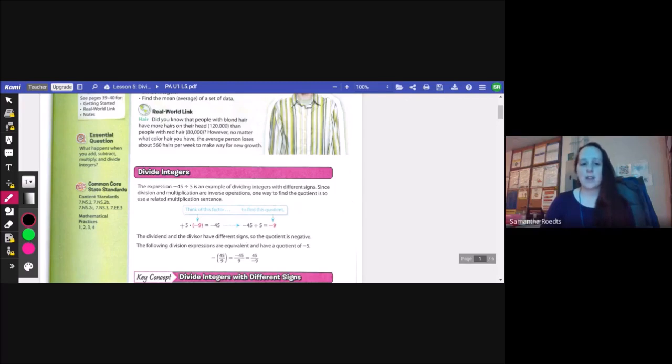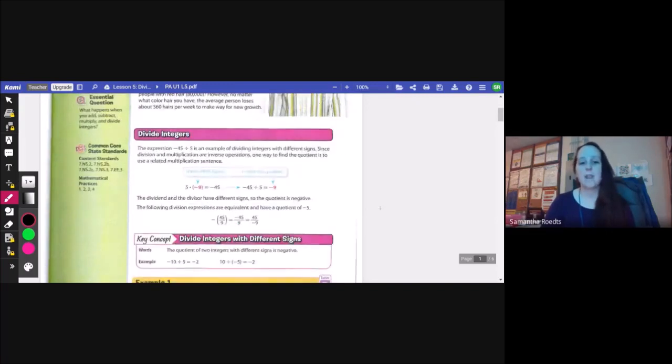So think of this factor, 5 times what gives me -45? Well, 5 times -9 gives me -45. So -45 divided by 5 is -9. The dividend and the divisor have different signs, so the quotient is negative. The following division expressions are equivalent and have a quotient of -5.